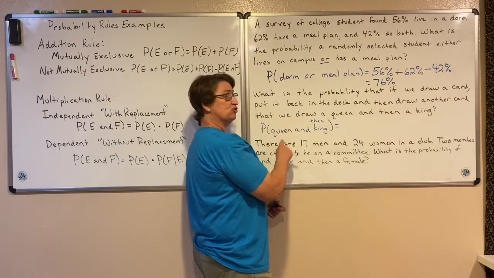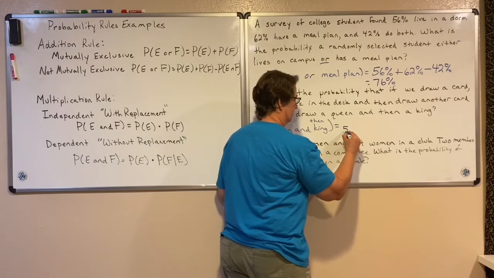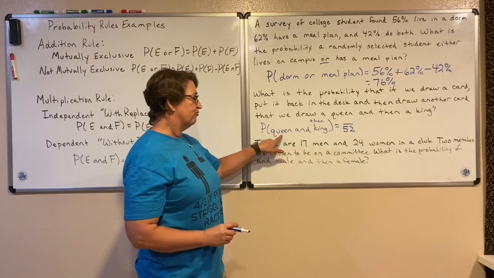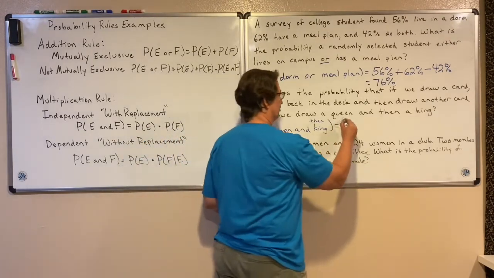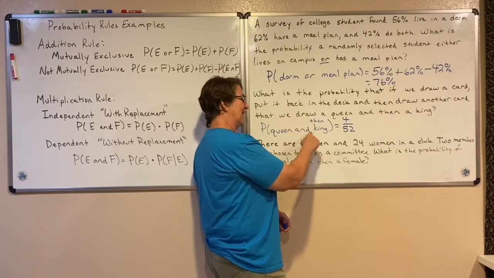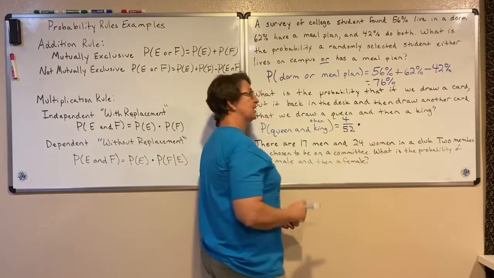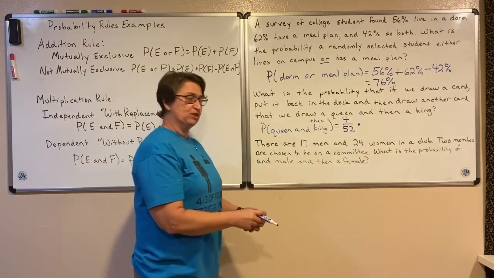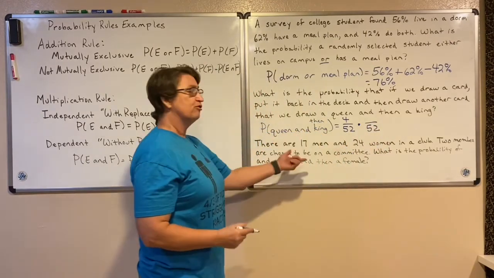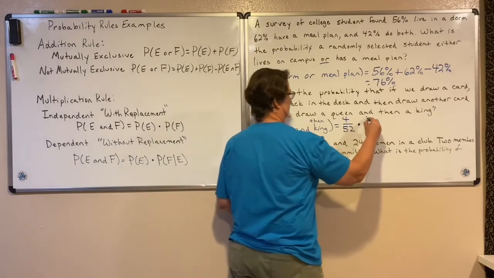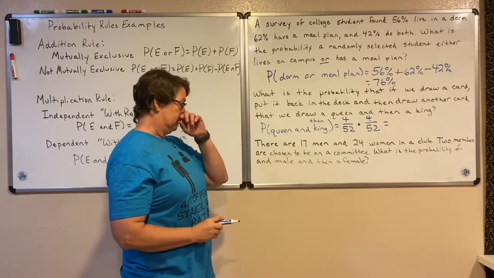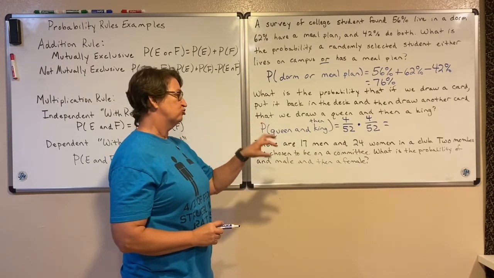So there are 52 cards in a deck. So my total number of cards I could draw from are 52. And there are 4 queens in the deck. So the probability I get a queen is 4 out of 52. This "and" tells me I'm going to multiply. Because I put the queen back in, there are again 52 cards in the deck. And there are also 4 kings in the deck. So it's 4 52nds over 4 52nds.